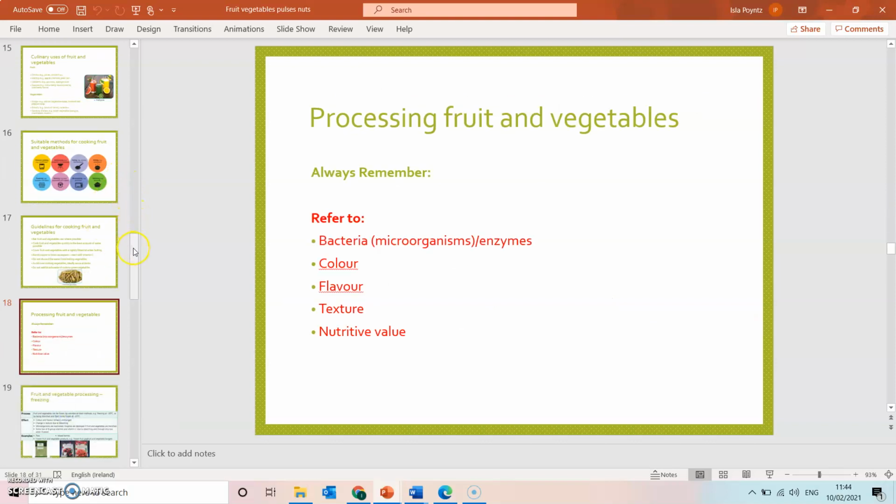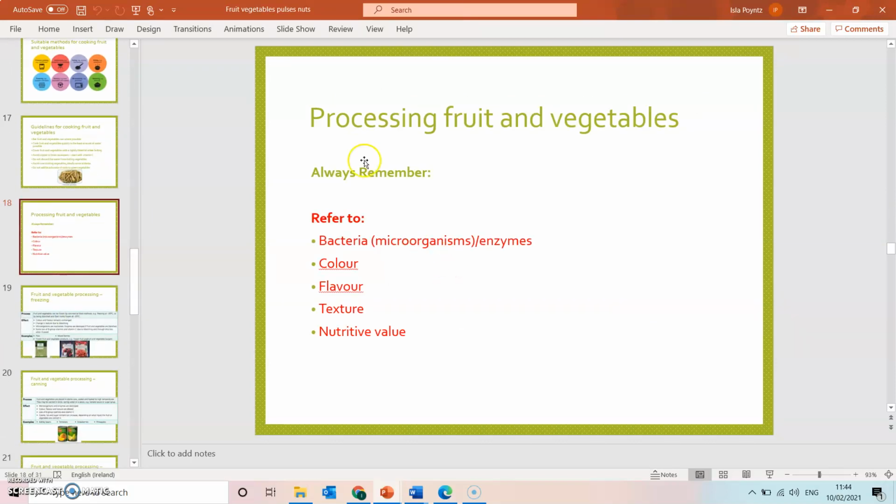Then looking there at slide 18, when we're talking about processing fruit, whether it's the canning or the freezing or the irradiation, make sure that when you're talking about the effects, that you talk about the effects on the colour, the flavour, the texture, the nutritive value and the bacteria. For example, what's the effects of canning on strawberries? Okay, so how does it affect the colour, the flavour, the texture, the nutritive value, the bacteria. Okay?